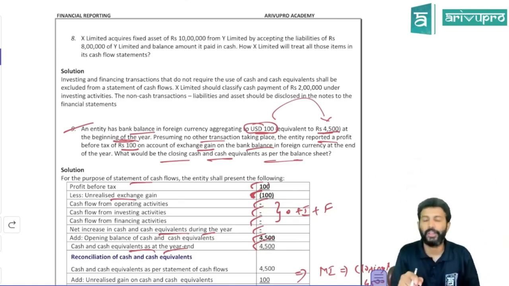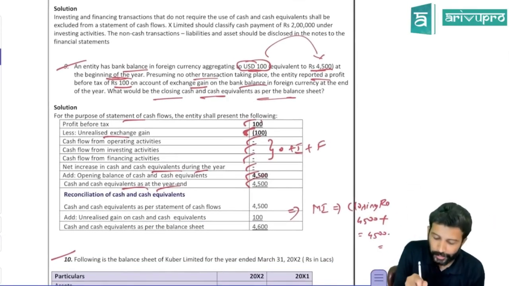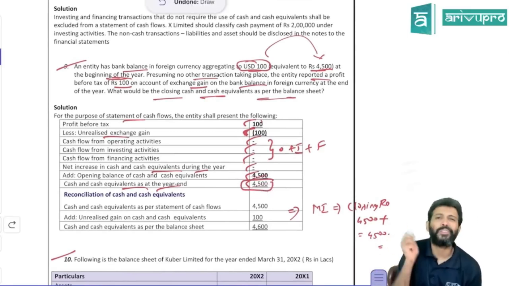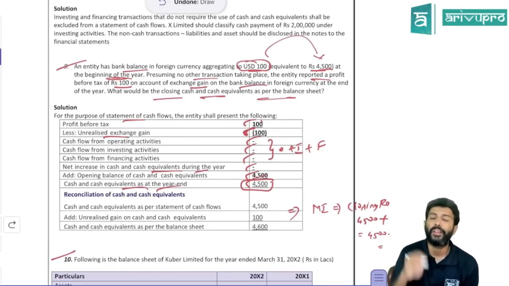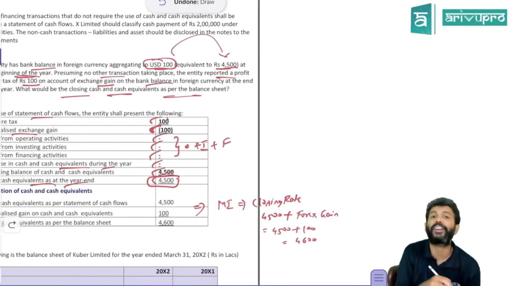This they did not ask. They asked how much is the cash and cash equivalent as per balance sheet. Now the drama is, as per cash flow statement, the closing balance is 4,500. The same 4,500 you can't show in the balance sheet. Why? Sir, here it's a foreign cash. Foreign cash is a monetary item, and a monetary item should be reflected at the closing rate.